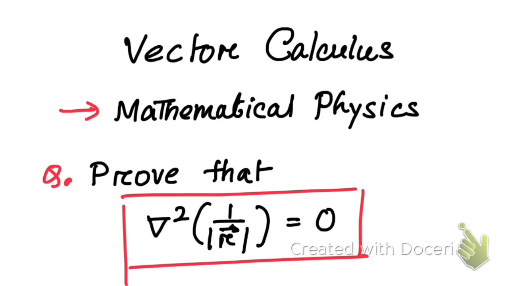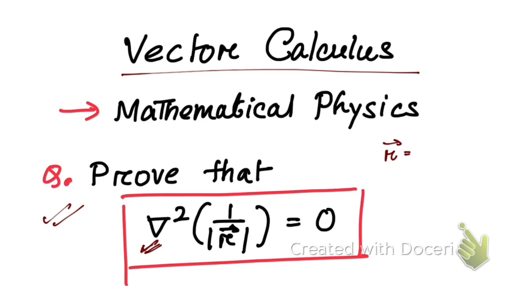Hello friends, in this video we're going to solve this problem of vector calculus, mathematical physics. So here, Laplacian del square, this is the Laplacian operator, Laplacian del square of 1 by mod of r vector. When we say r vector, that means x i cap plus y j cap plus z k cap. So the Laplacian operator, when it operates on 1 by mod of r, gives 0. Okay, we need to prove this. So now let me show you how to prove this one.